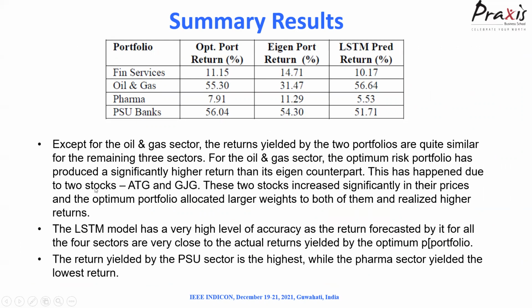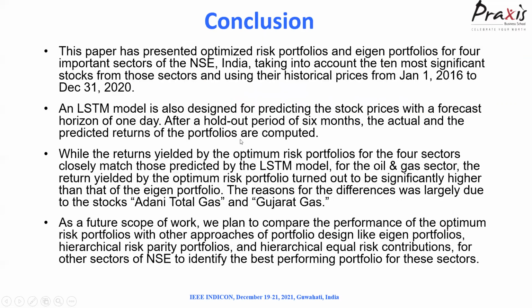This has happened largely because of two stocks, Adani Total Gas and Gujarat Gas. These two stocks increased significantly in their prices, and the optimum risk portfolio allocated higher weights to them, and accordingly it could leverage more return. The LSTM model has a very high level of accuracy, as the return forecasted by it for all the four sectors are very close to the actual returns. Return yielded by the PSU sector is the highest, that also you can see, while the pharma sector yielded the lowest return, which is pretty low compared to the others, especially the oil and gas and the PSU sectors.